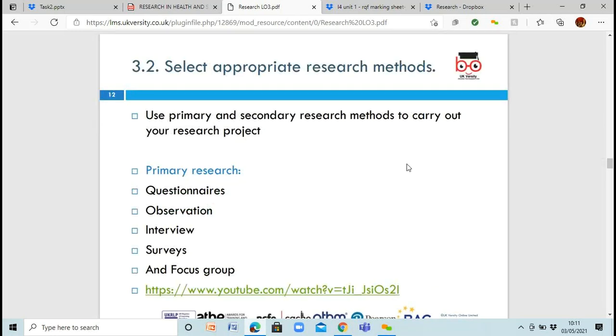So again, 3.2 is select research methods. We're just looking at primary and secondary research. To recap, I think we did go over this before. Primary research is fresh research that you conduct for yourself. It's not been done before. You've chosen a question and decided to go out and find information. So you might make a questionnaire, observe someone, or have some interview questions and a number of people coming to you. You might have focus groups or surveys. But again, these are answers that you can't find anywhere else. This is what you've done.